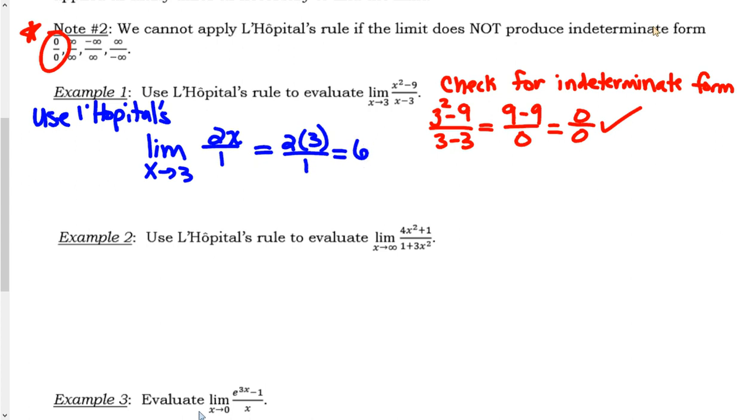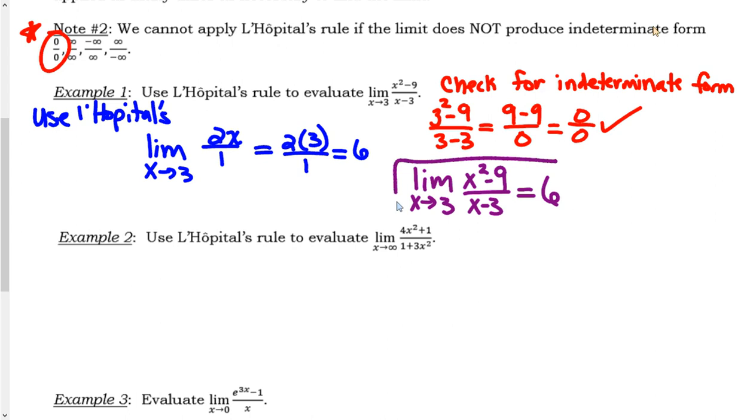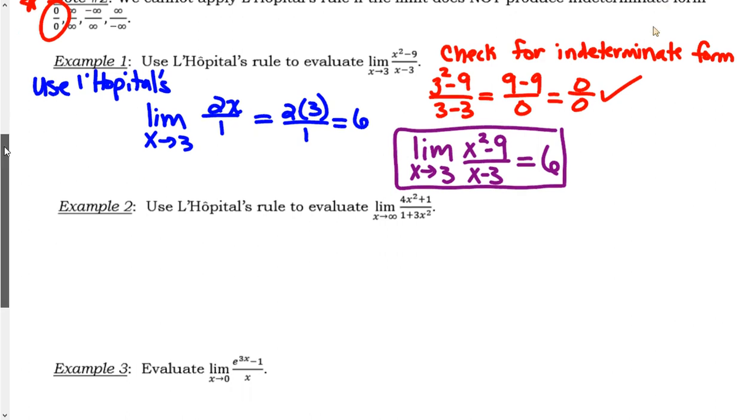So what that means is I now have the solution for the evaluation of the limit as x approaches 3 of x squared minus 9 over x minus 3, and that value we're going to get is 6. And that is L'Hopital's rule. So let's go ahead and look at example 2 now.